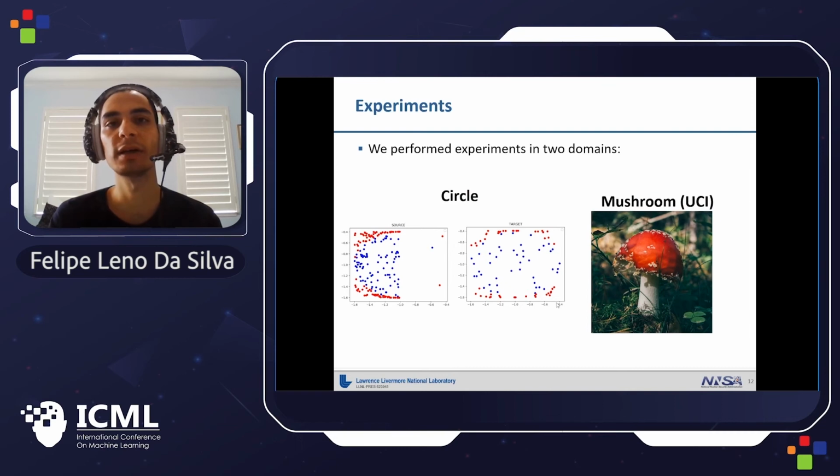And for evaluating our approach, we consider two different domains. In the circle domain, we have to classify if a sample is inside or outside the circle, and the circle might change radius, or we can change the way the observations are sampled from the circle. And the mushroom domain is a real-world domain from the UCI database, in which you have to classify if a mushroom is edible or not.